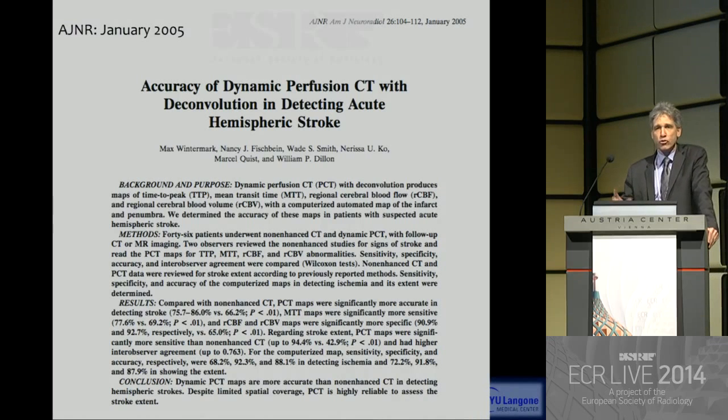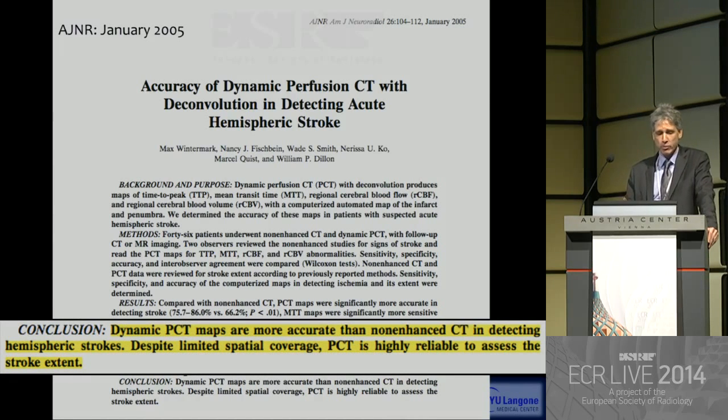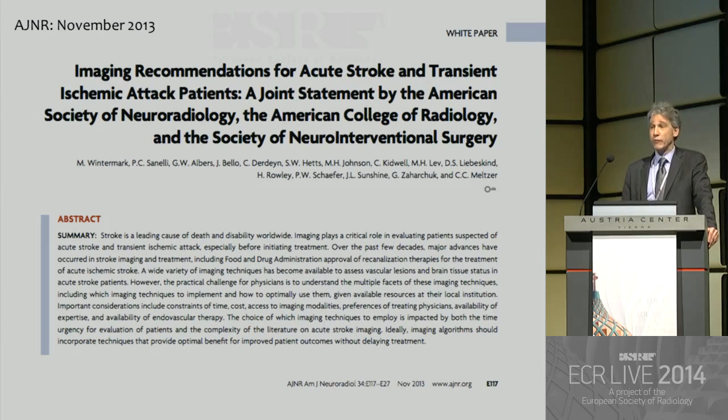So let's go back to 2005. This is a paper by Wintermark et al. in the American Journal of Neuroradiology. In this paper, Accuracy of Dynamic Perfusion CT, they conclude that dynamic perfusion CT maps are more accurate than non-enhanced CT in detecting hemispheric strokes. Despite limited spatial coverage, perfusion CT is highly reliable to assess the stroke extent. Okay? So let's go forward a few years.